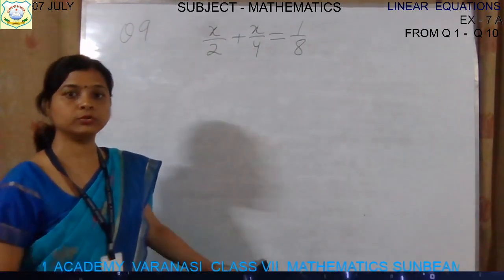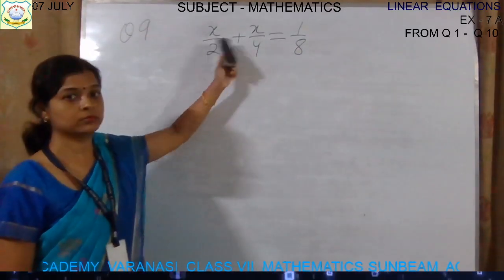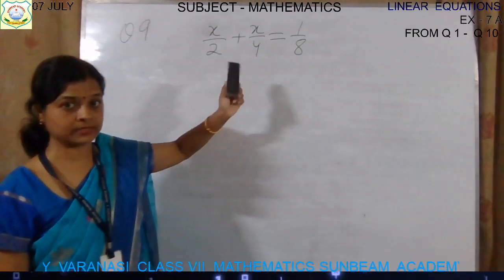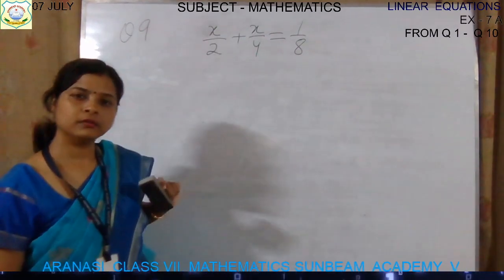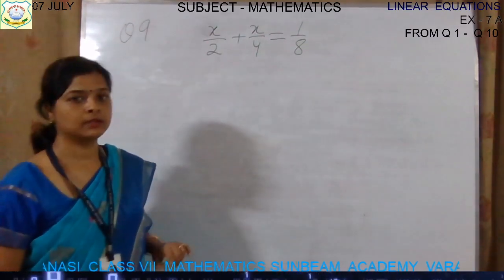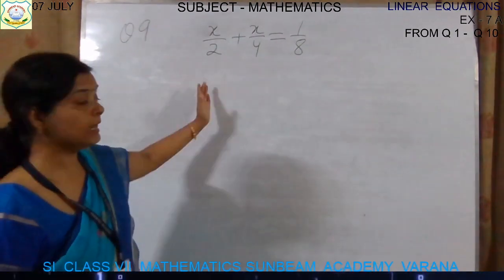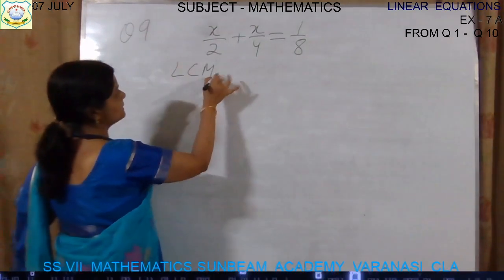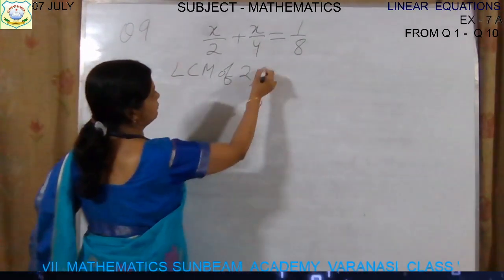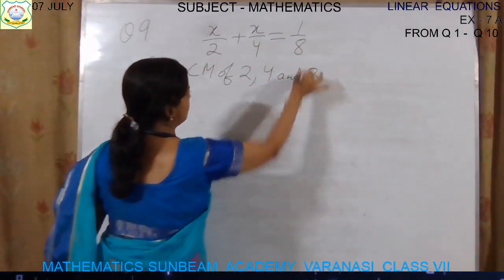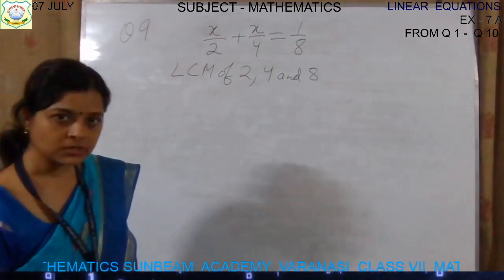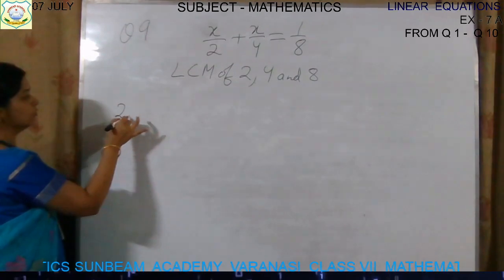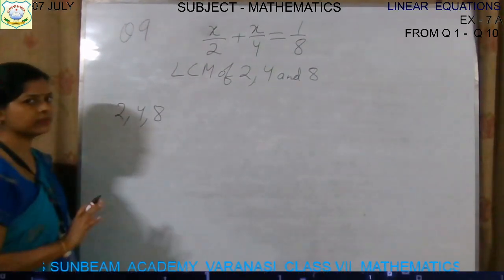Now the denominators. What to do? Either you solve it with the LCM and find the value of x, or just do what we have done in the previous question. What was that? Collect the denominators and find out their LCM. So write down the LCM of 2, 4 and 8. How much, children? Come on, tell me. Let's find out: 2, 4, 8.